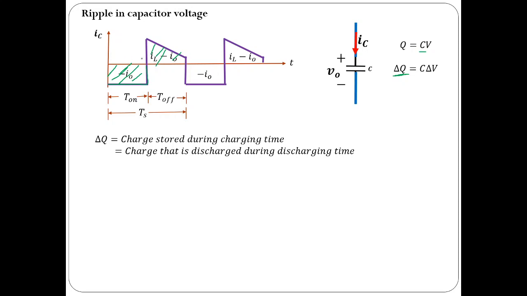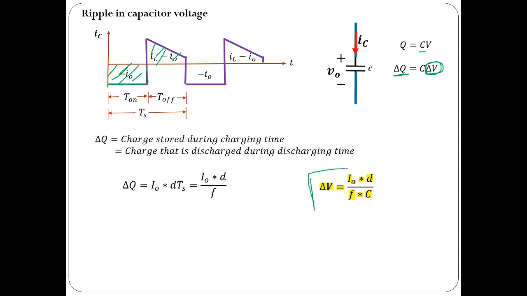Because it is rectangular, it is easy for me to compute the area under the curve. So from that, I will get the charge that is discharged during the discharging time. That is equal to I naught into dTs, and the switching period Ts is equal to 1 by F. Substitute that, it is equal to I naught into d by F. And what is delta V? We know delta V is equal to Q by C. So delta V, that is ripple in the capacitor voltage, which is same as ripple in the output voltage, is equal to I naught into d by F into C.